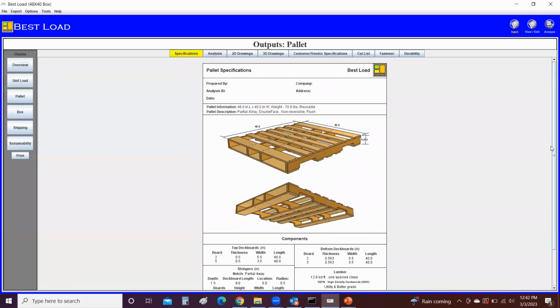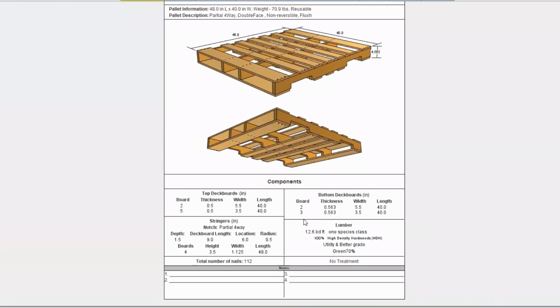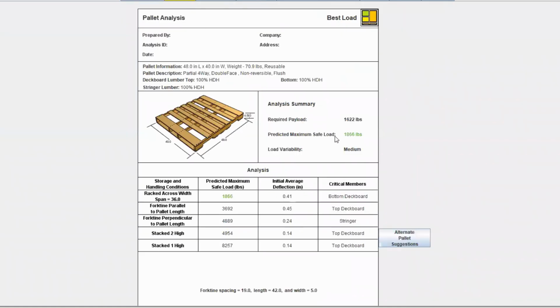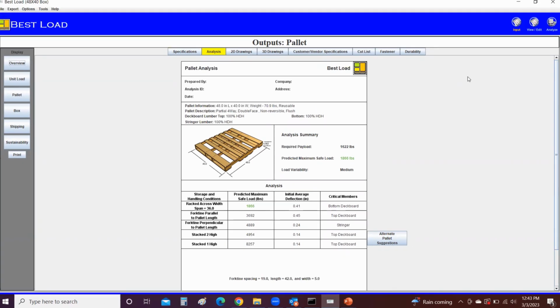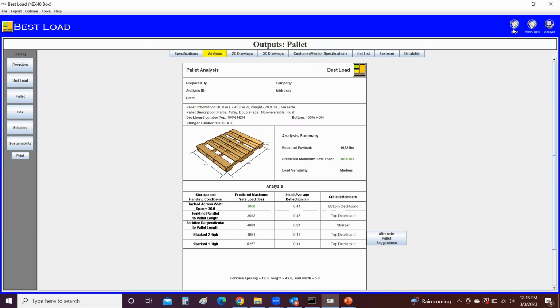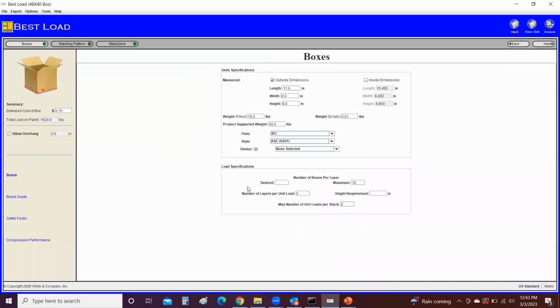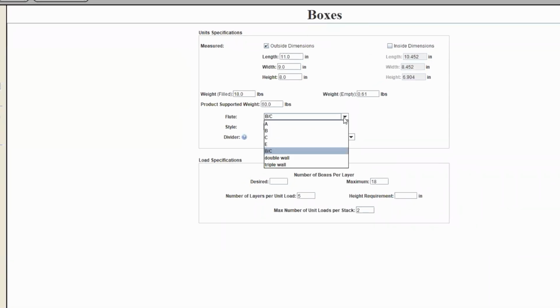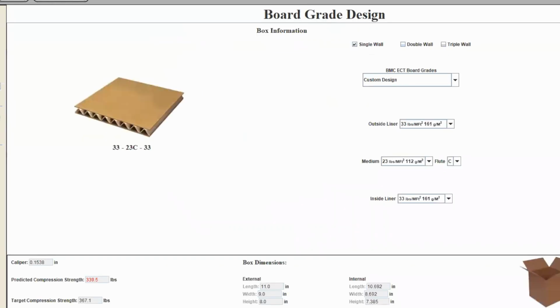Here we can see we've maintained the overall board footage of 12.6 board feet, and we've improved the performance of the pallet in the critical support condition, as well as other support conditions. Now, we attempt to reduce the box design from a BC flute to a single wall C flute. We can see that we're still slightly under-designed with the current board grade.